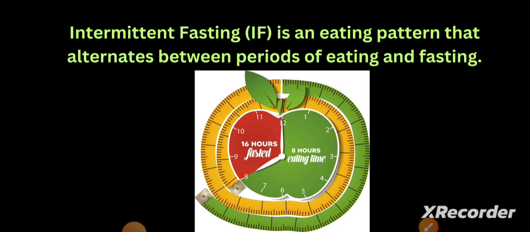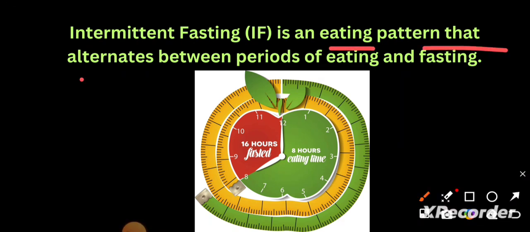Intermittent fasting is an eating pattern that alternates periods of eating and fasting. It's not continuous fasting, and it's not like you're restricting your diet continuously. It's eating and fasting alternating, and that is called intermittent fasting.